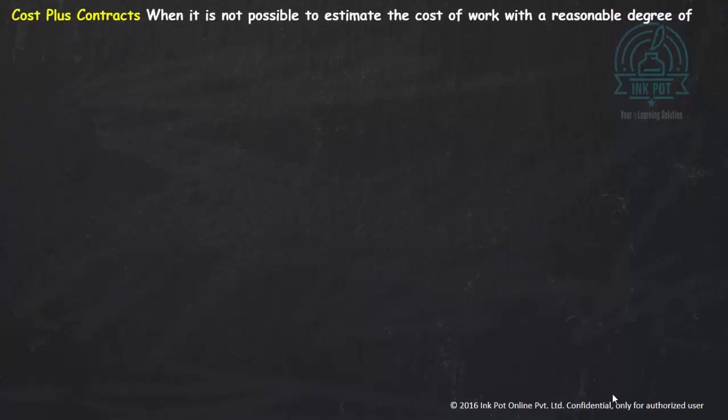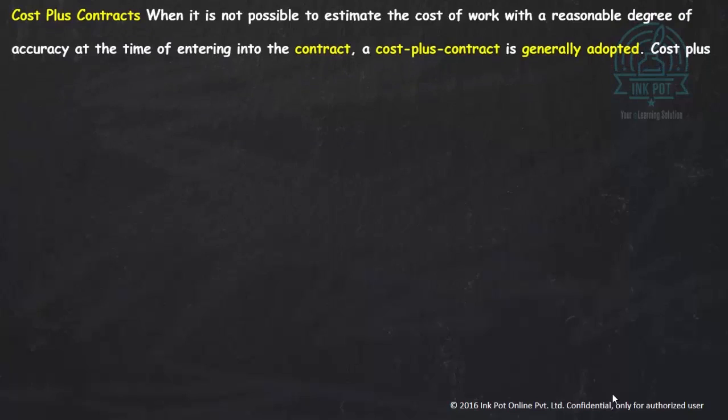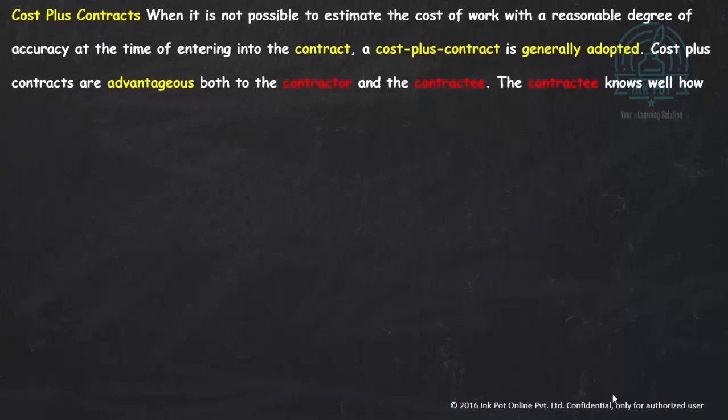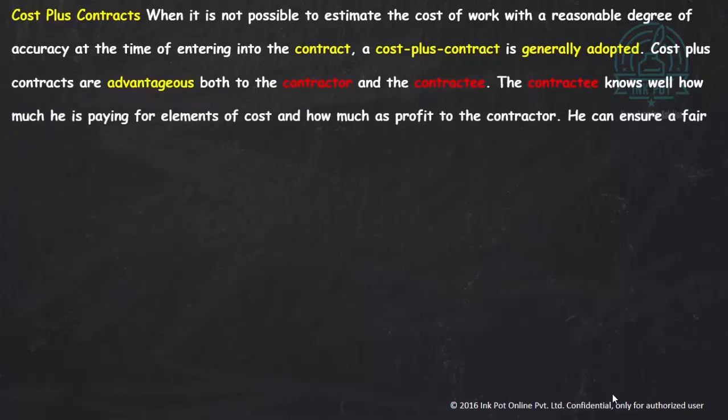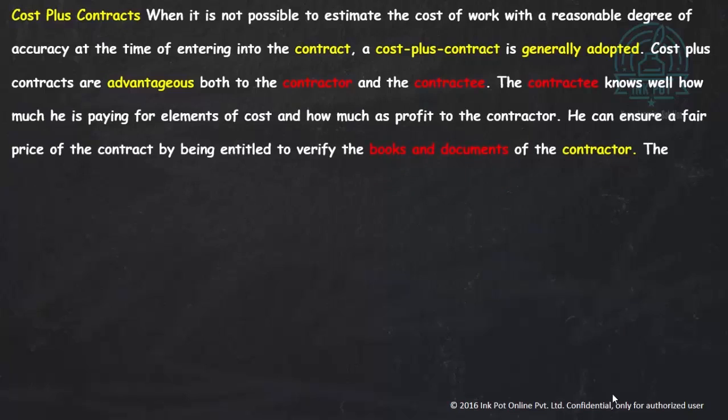Now what are cost plus contracts? When the contractor does not have experience in a particular type of work and doesn't have an idea how much to quote as the price of the contract, in that case he can enter into a cost plus contract. Cost plus contracts are advantageous both to the contractor and the contractee. The contractee knows well how much he is paying for the elements of cost and how much profit is charged by the contractor. That is, the contractor shows all the bills to the contractee showing how much cost he has incurred, and he can charge a suitable percentage of profit on that. So that is cost plus contracts.